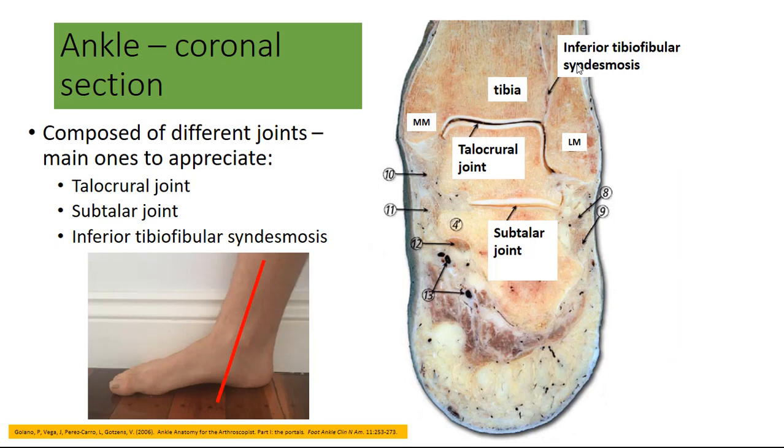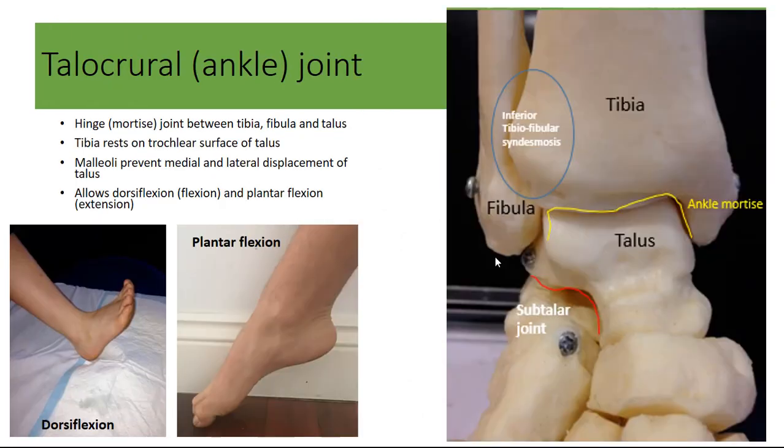If we look through a coronal section of the foot, which is taken through this way, we can see the different joints that exist. So we have the ankle mortise joint, or the talocrural joint, which exists between the tibia, the fibula, and the talus here. Above that, we have the inferior tibiofibular syndesmosis. Syndesmosis is just a fibrous joint between the tibia and the fibula. And then we have the subtalar joint, which, as its name suggests, sits below the talus. So it sits between the talus and the calcaneus down here.